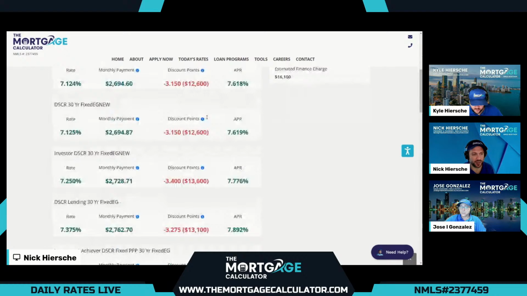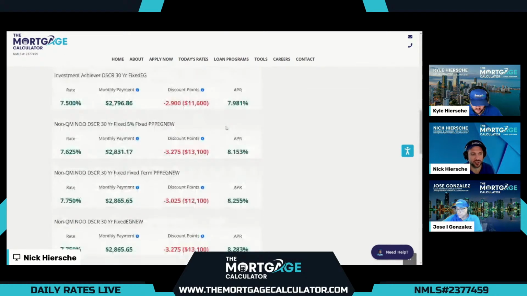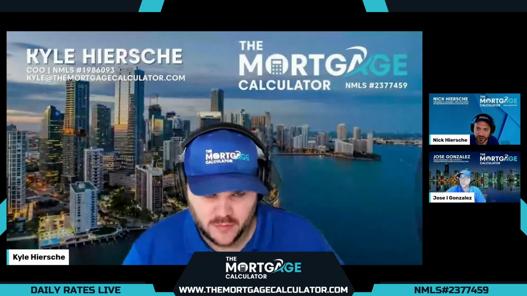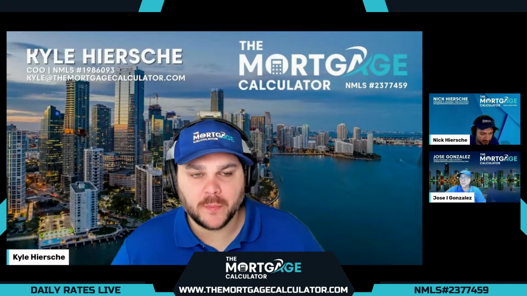Some of these may allow bankruptcies, foreclosures, other credit issues. Some may allow different ways to calculate the income, such as short-term rental income, very popular request. And some may allow unique properties or unique borrowers. So that's our topic for today. Lots of flexibility for DSCR.